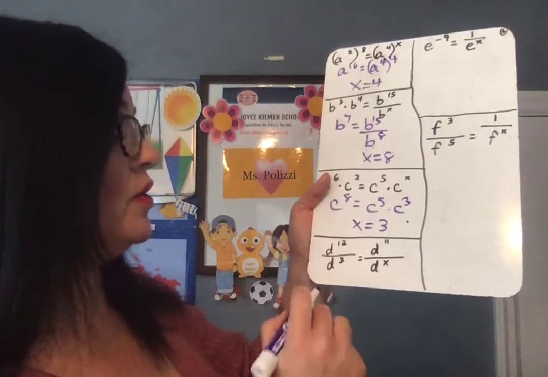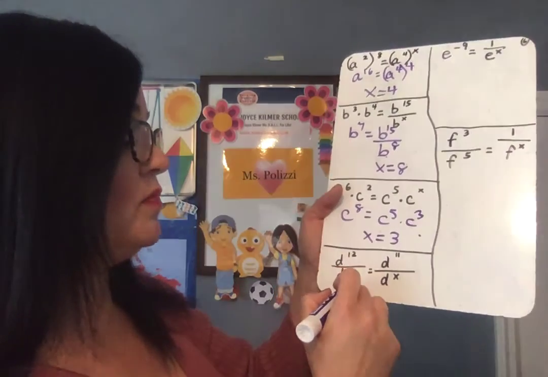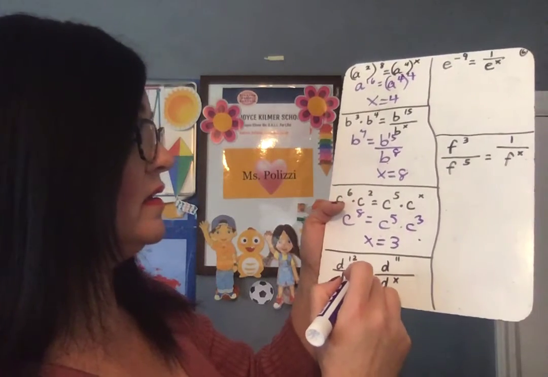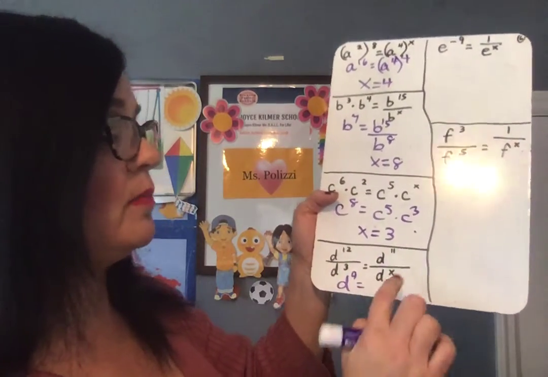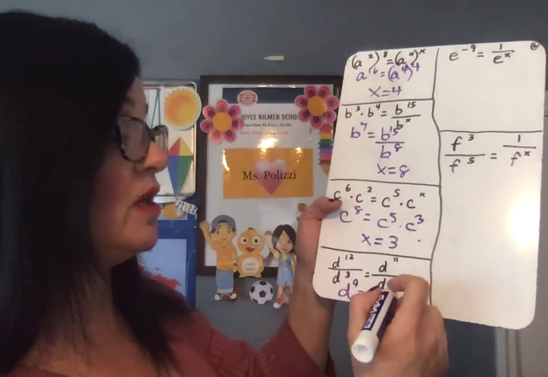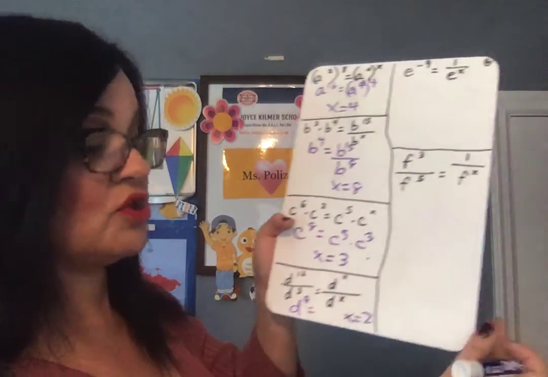Okay, over here you have d to the 12th divided by d to the third, so that would be d. 12 take away 3 is 9. And then what number, 11 take away what number would give you 9? Well, 11 take away 2 would give you 9. So in this case, x equals 2.